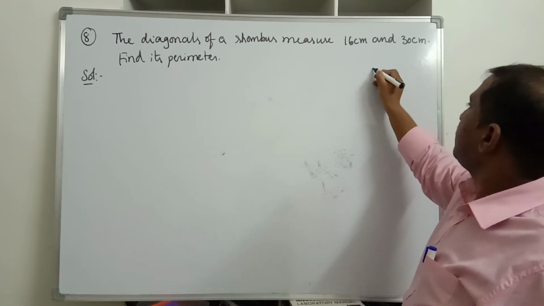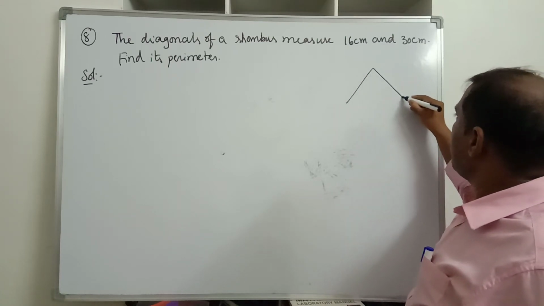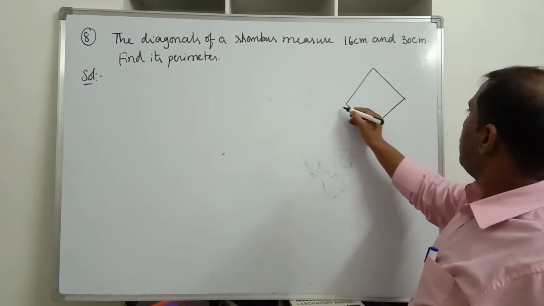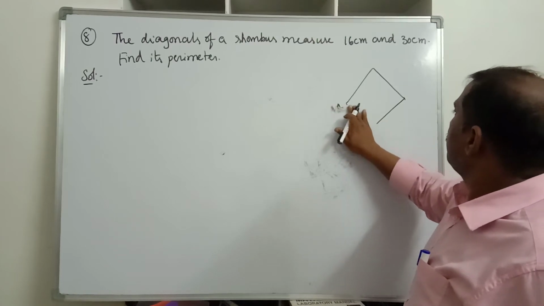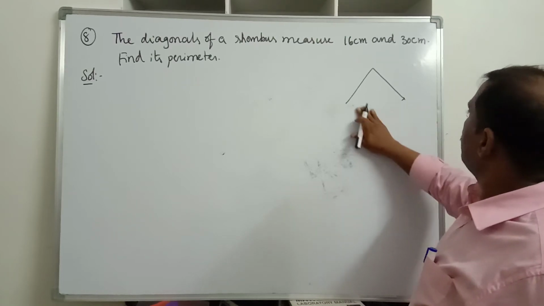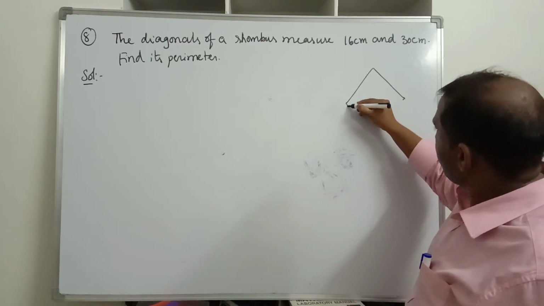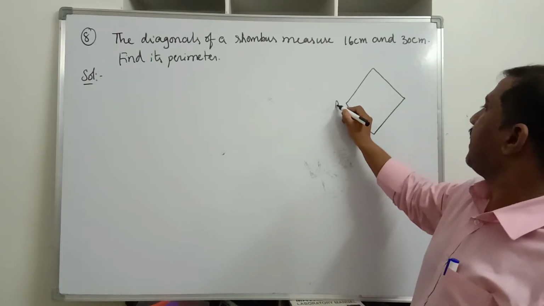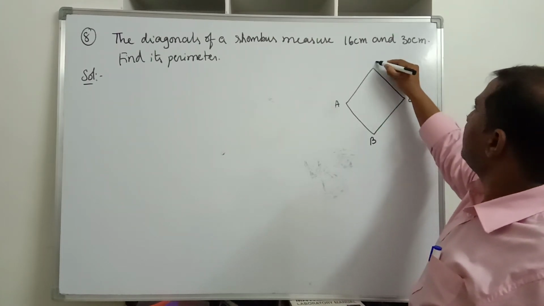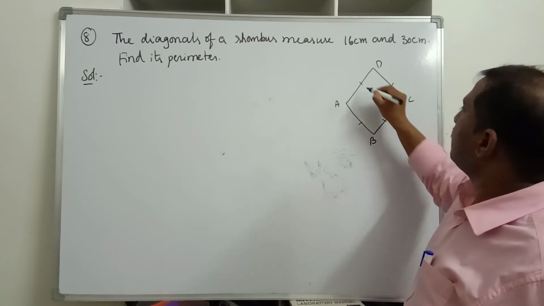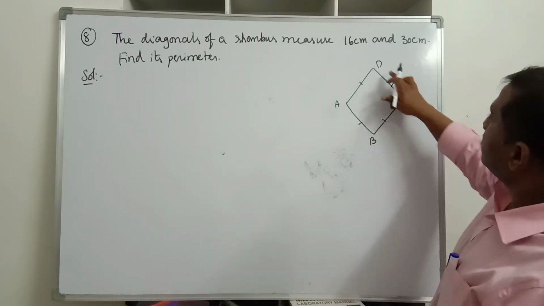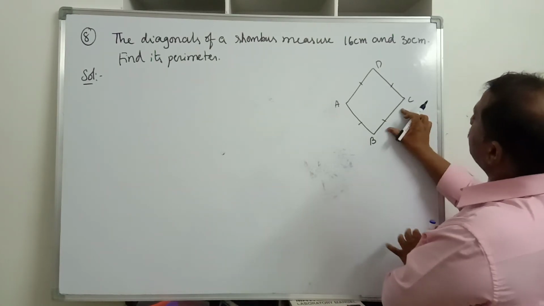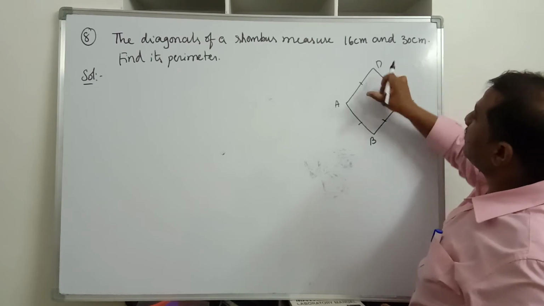So let this be a rhombus. I am drawing a rough diagram. Let it be A, B, C and D. Here all the sides are equal in a rhombus. So perimeter of a rhombus means the sum of the four sides, that is length of AB plus length of BC plus length of CD plus length of AD.